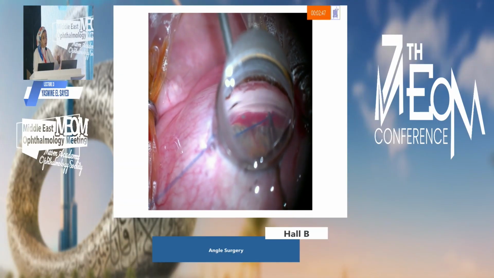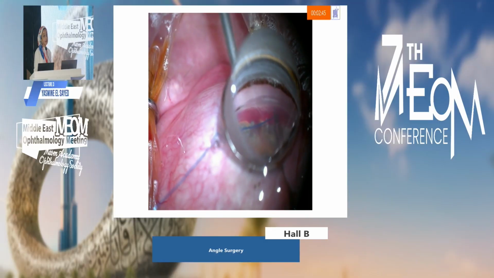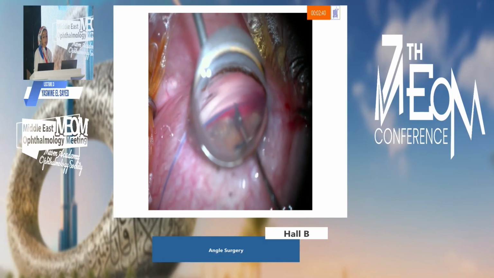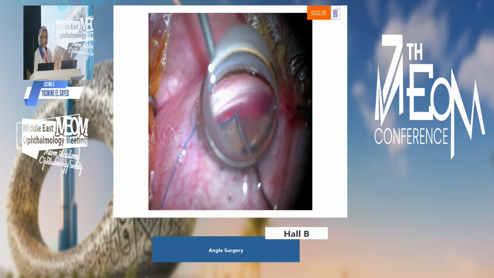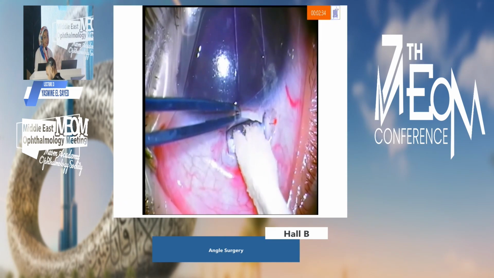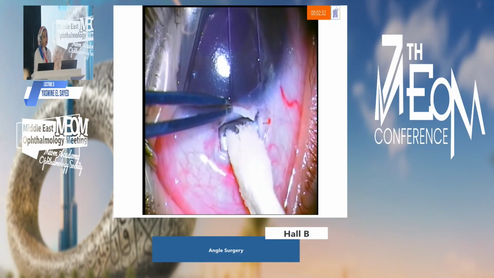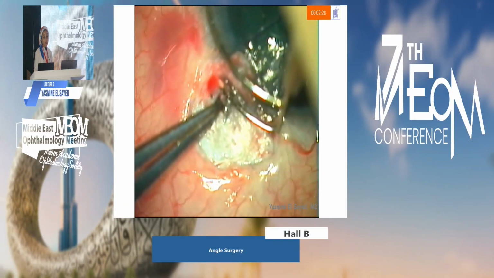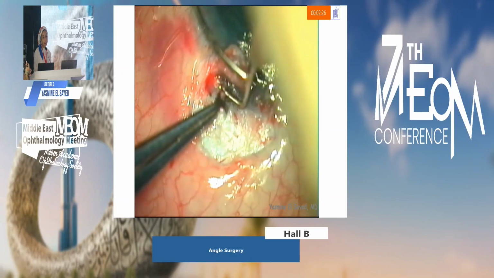And you can see the floor of the Schlemm's canal. And in this case, you can confirm that it's gone into the correct plane, and in this case it will hopefully come out of the opposite side. Now, with the ab externo technique, you're more likely to misdirect because a lot of the procedure is blind. So you can find yourself in all sorts of funny planes.